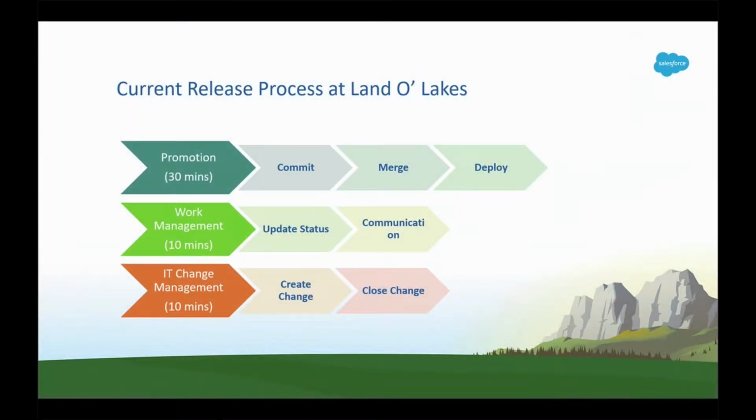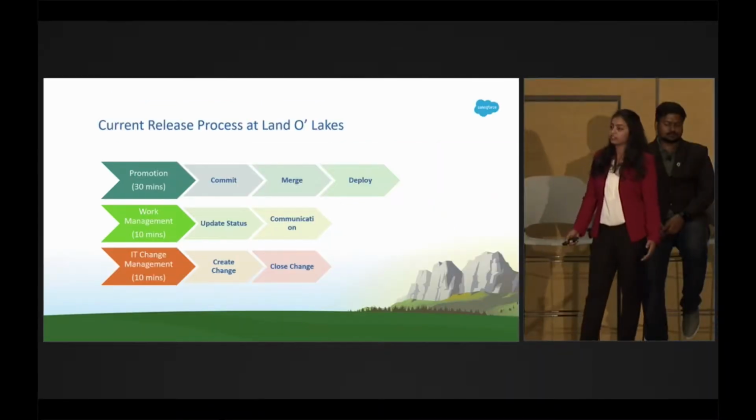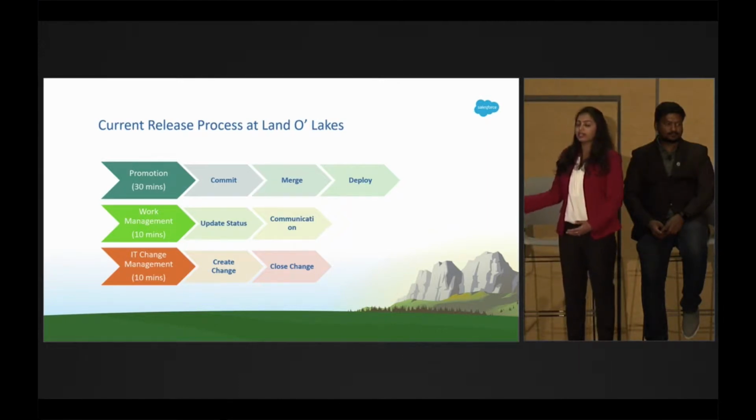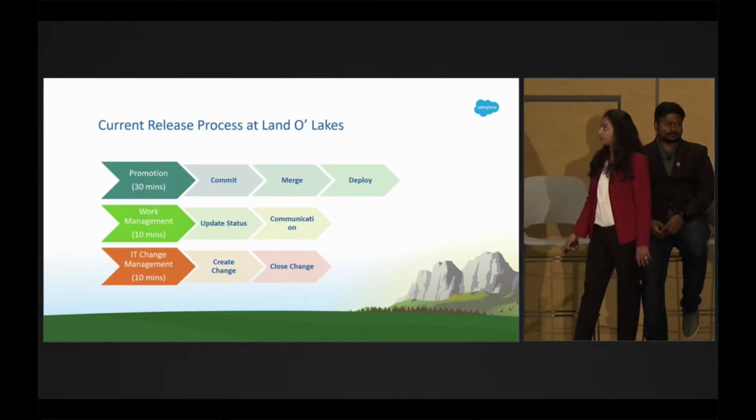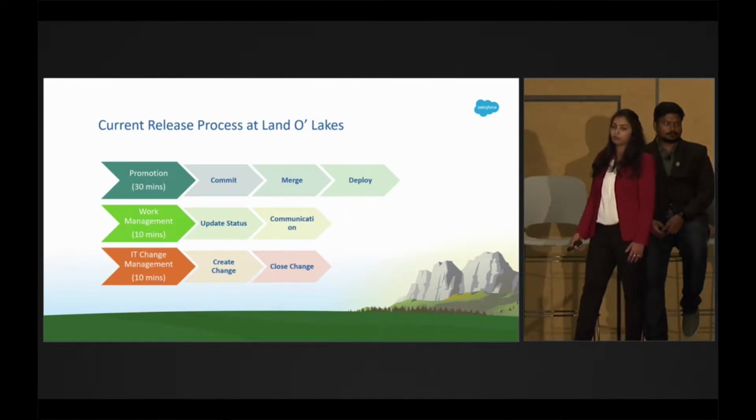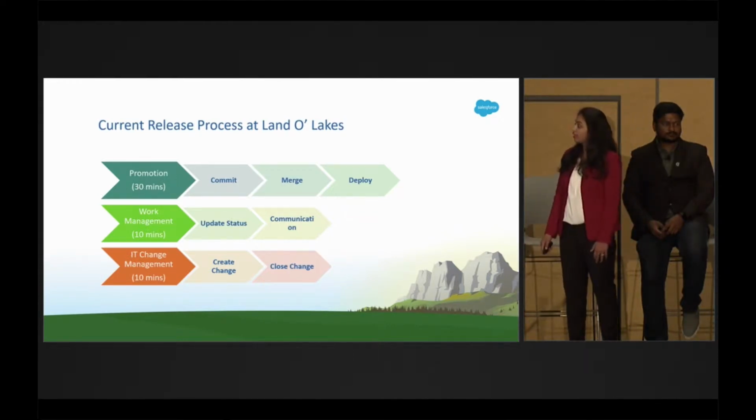So this is a current release process. The first step is obviously you develop, and then the next step is to promote to your orgs. Like whatever the sandboxes that you have, you do the promotion. And you do the commit, merge, and deploy, and this is repeated in however many orgs that you have. Approximately, we can say it's taking around 30 minutes for a change to get promoted between the different orgs.